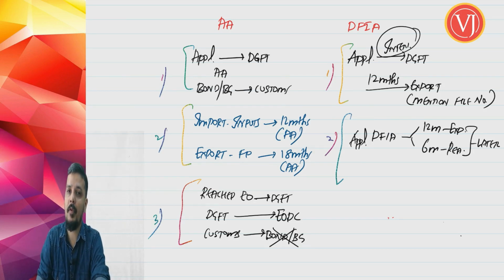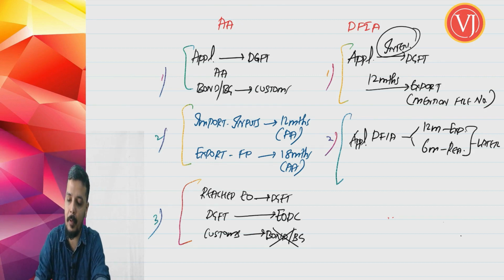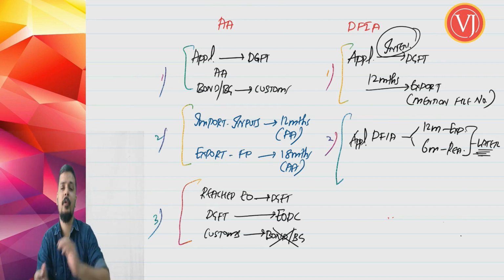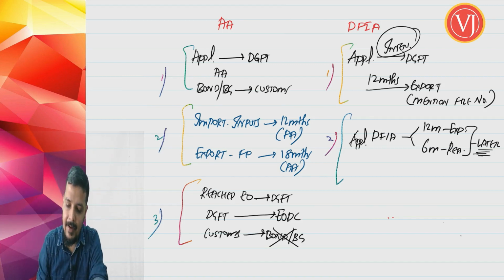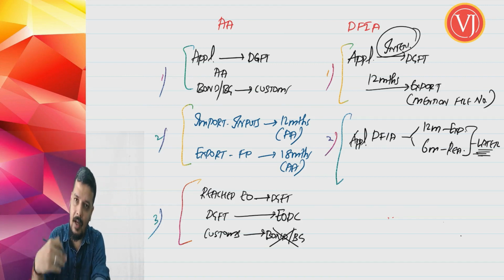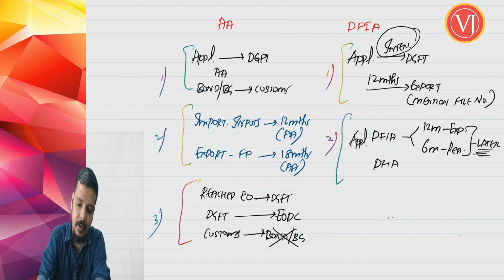Within how much time do you have to apply? Within 12 months from the date of exports or 6 months from the date of realization of export proceeds, whichever is later, after you export, right? And that export should have been completed within that 12 months time from your intention, right? And after you get this, you are going to get your duty free import authorization now.